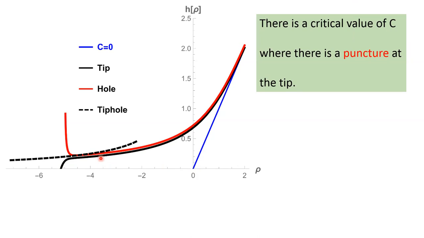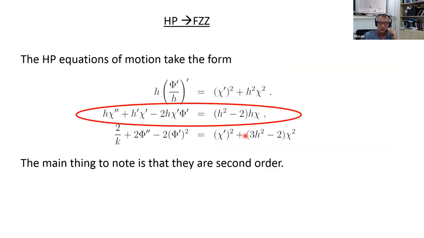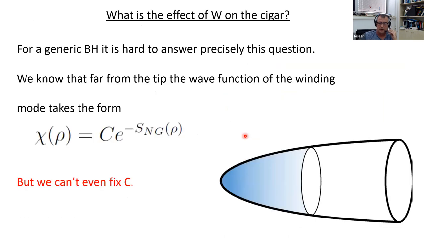So why should the Nambu-Goto action be dependent on rho? The Nambu-Goto action is, you start at the tip and you integrate all the way to some point. Okay, so let me go back to the picture at the beginning. So this is the tip, and the wave function depends on where you are. Rho is the invariant distance from the tip, and the wave function depends on rho.